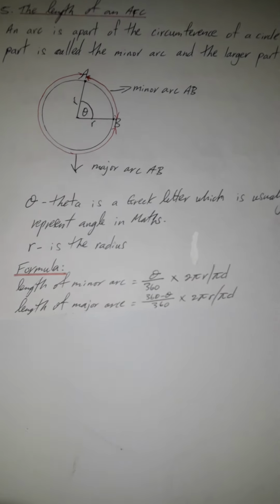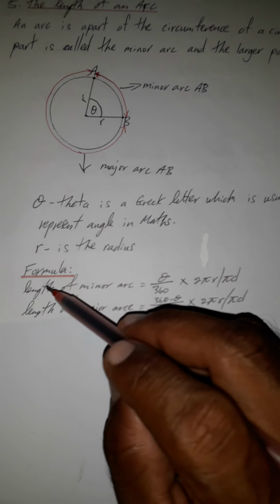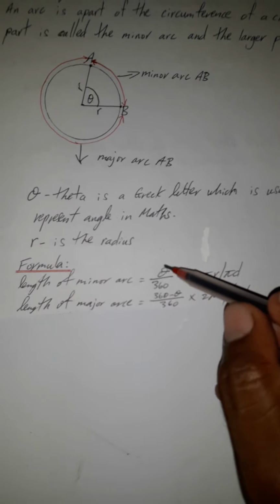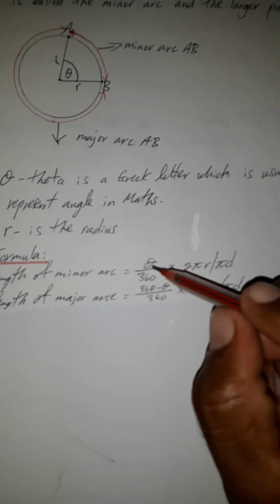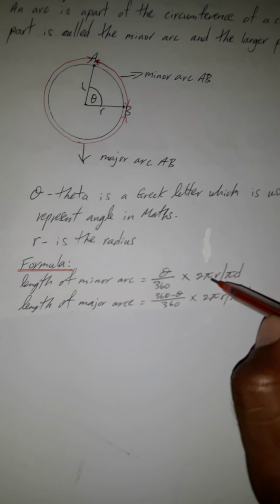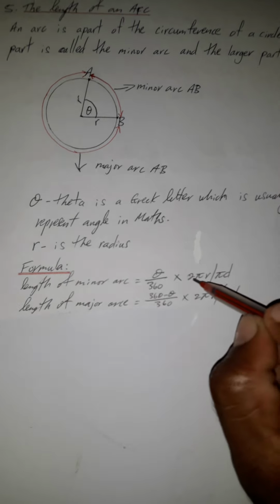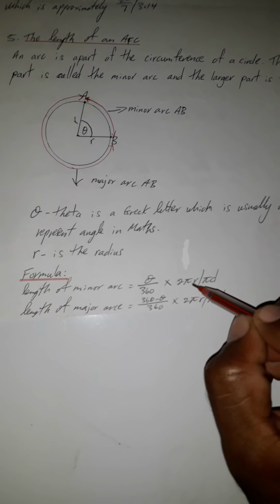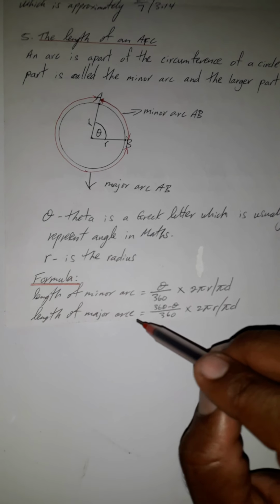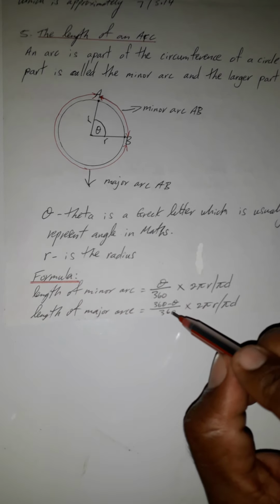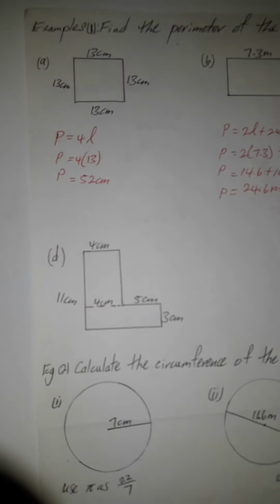Okay, here are the two formulas. The length of the minor arc equals theta over 360 times 2 pi r, or we can use pi d. We don't use both of them because this 2 pi r represents the circumference of the circle. And then we have the length of the major arc equals 360 minus theta over 360 times 2 pi r, or pi d.